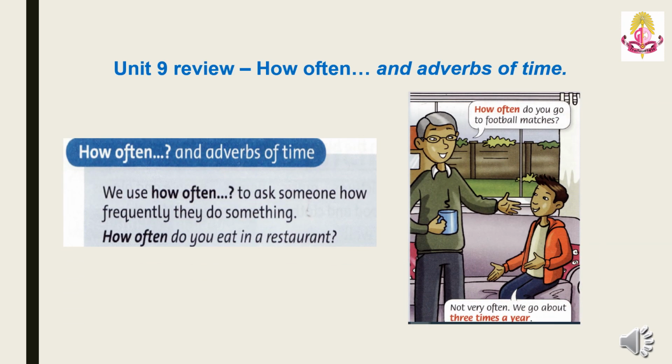Okay, now we're going to look at how often and adverbs of time. And you can find this in Unit 9 of your class book. We use how often to ask someone how frequently they do something. How often do you eat in a restaurant? How many times do you eat in a restaurant? And if you look at the picture, the boy's being asked, how often do you go to football matches? And the boy says, not very often. We go about 3 times a year.